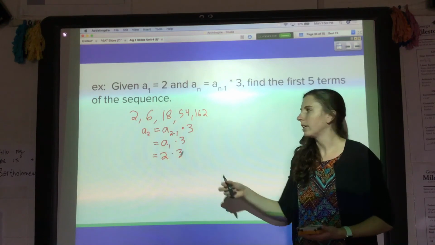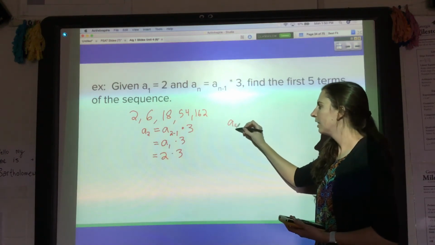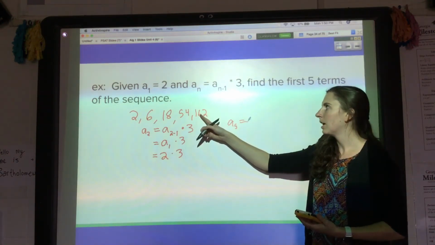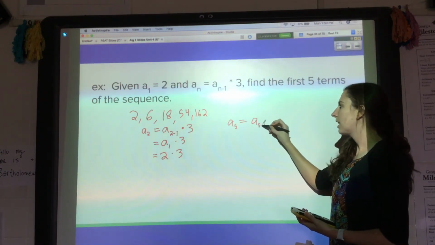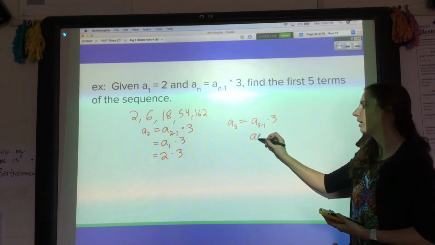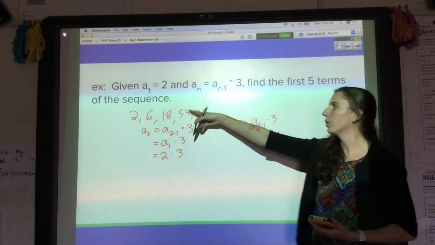The same works for any of these, right? Like if I wanted a_5, which is this one, I'm doing a_(5-1) times 3, which is really just a_4 times 3, the term before it, times 3.